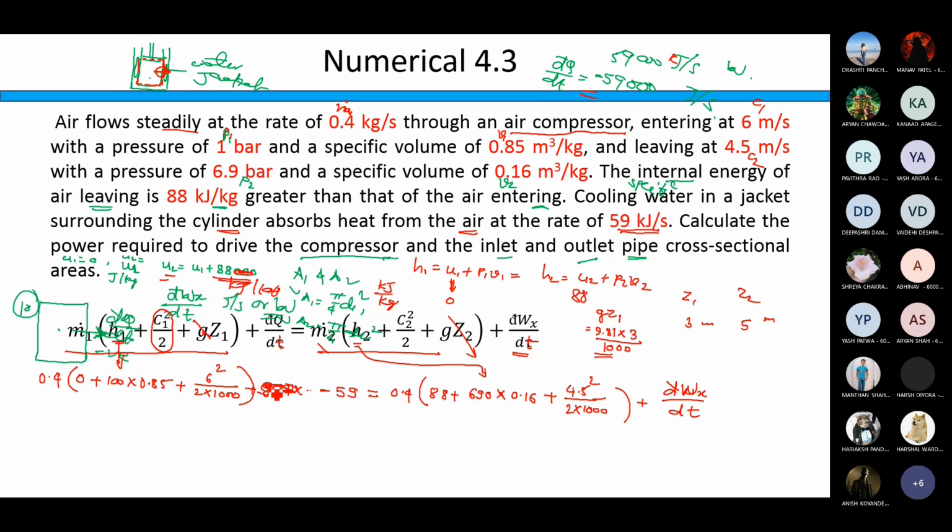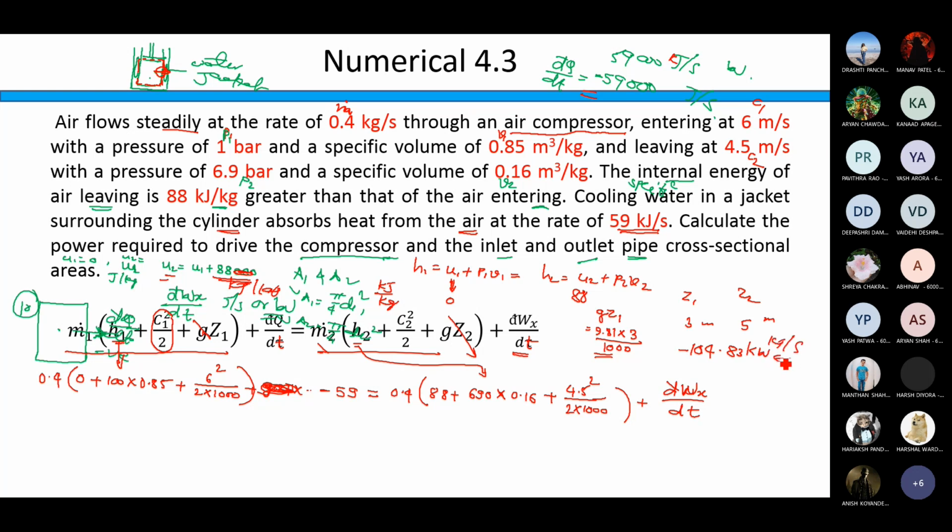Minus 104.356. Okay. I'll write it here and then we'll cross check at the end. Minus 104.8. That's fine. 83 kilowatt, right? Kilojoule per second is kilowatt.